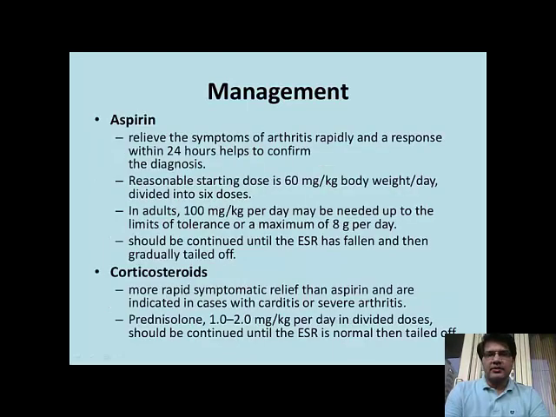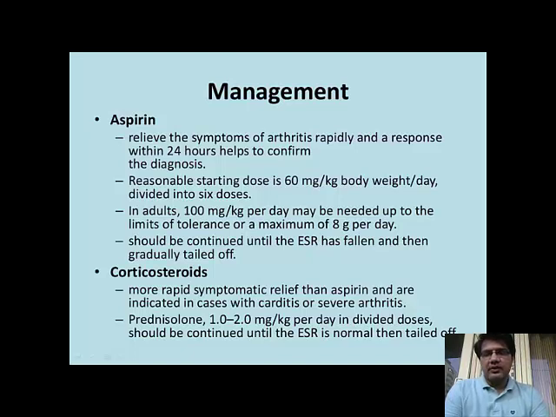So as I told, aspirin is a very high dose, 60 mg per kg. In adults, even up to 8 gram per day. Aspirin should be continued till the ESR falls. So this is how we judge the treatment. Okay.